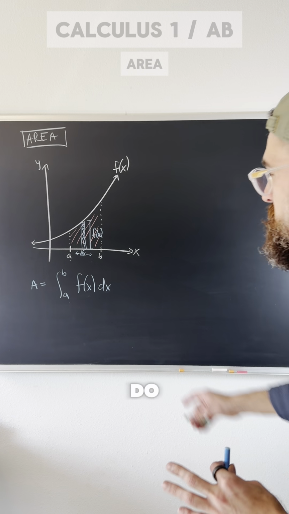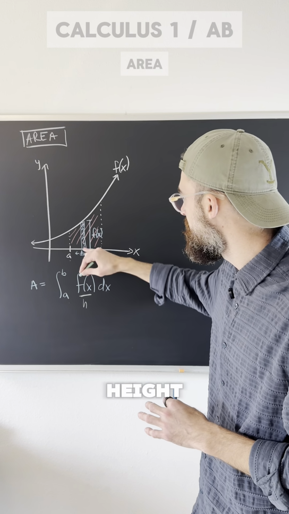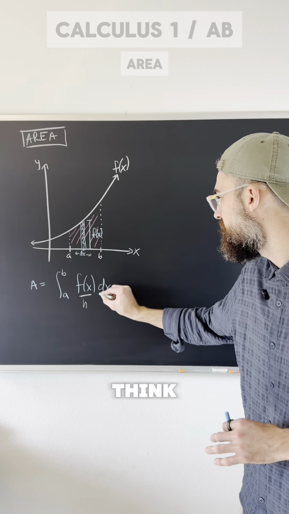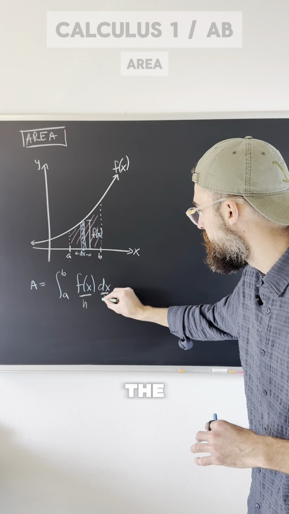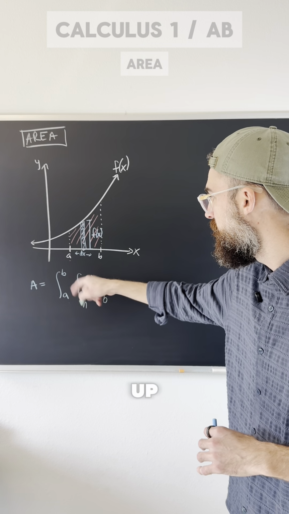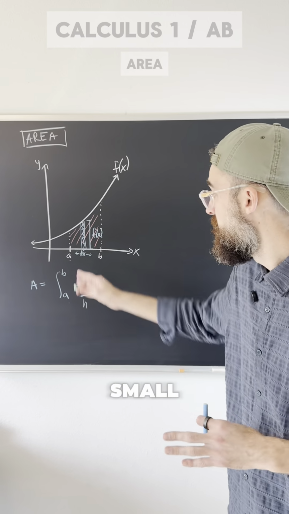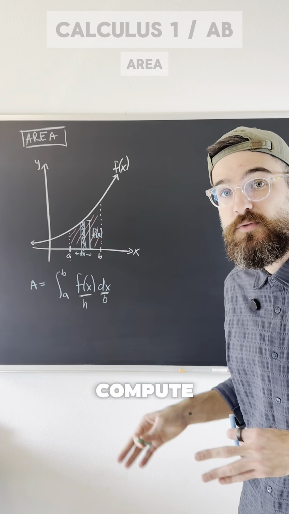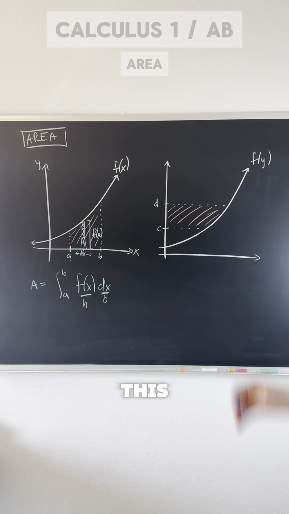What we can do here is think of the f of x as essentially the height of the rectangle, and then we can think of this dx, this infinitesimally small width, as the base. So if you're taking a base times a height and you're adding up all of the base times heights from a to b, all of the rectangles that are infinitely small, you would imagine that you could compute the full area.